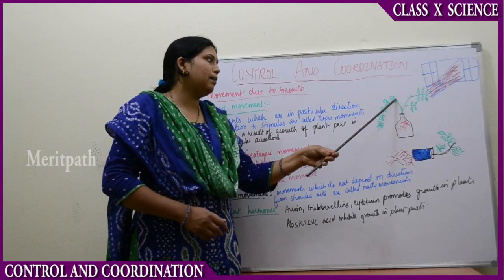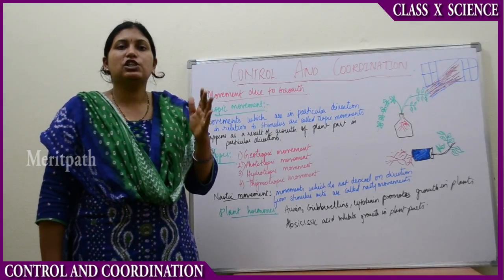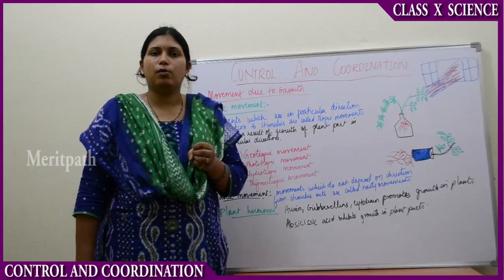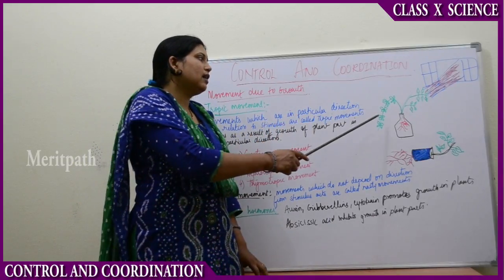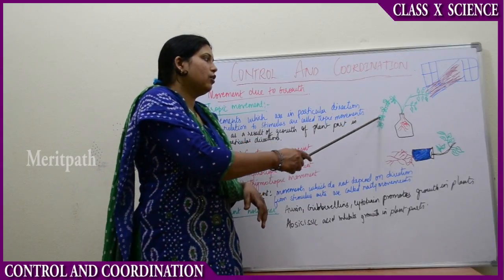And then the other part of the plant, which is on the shady side, will receive auxins. Auxins are plant hormones. Due to the secretion of the auxin and the movement of auxin, there is a lot of cell division here, and this part of the plant grows longer.